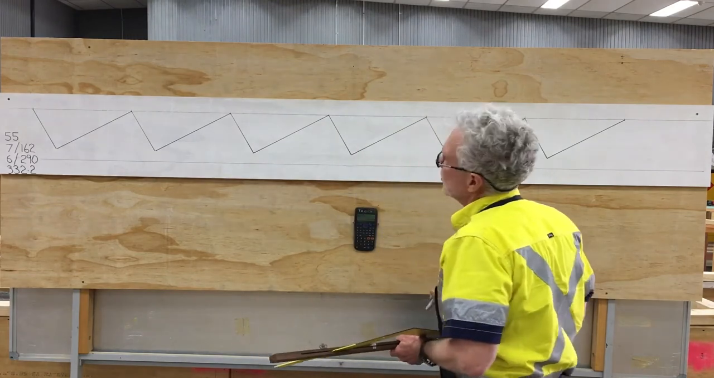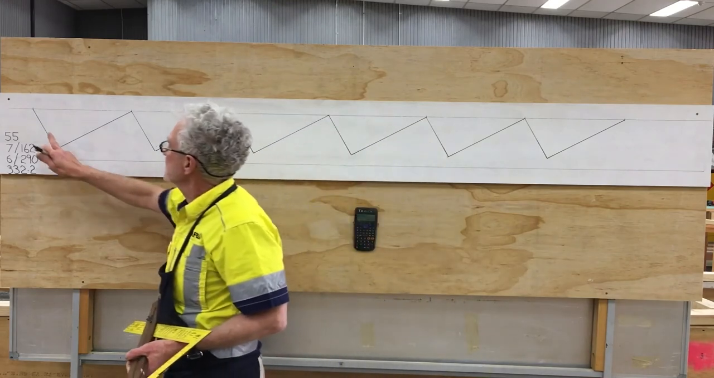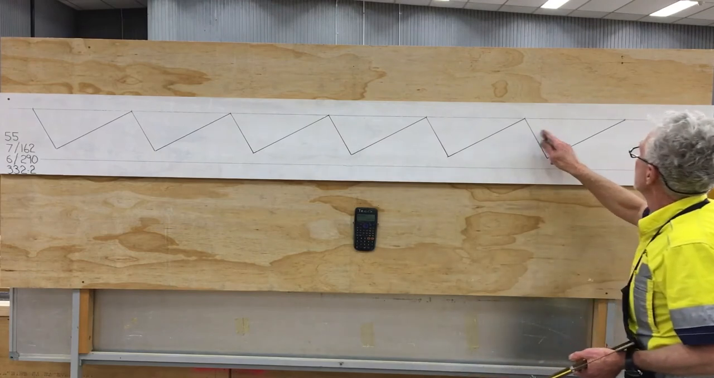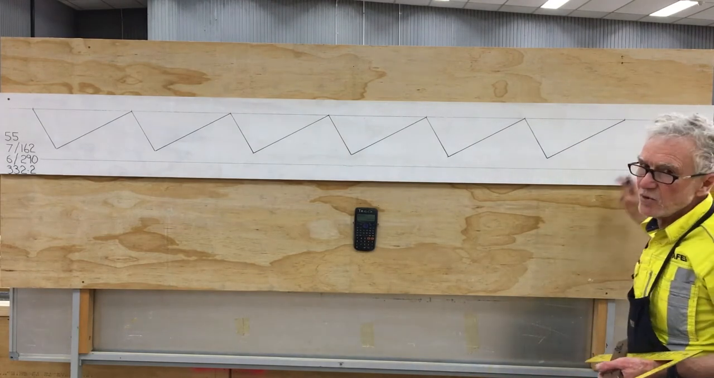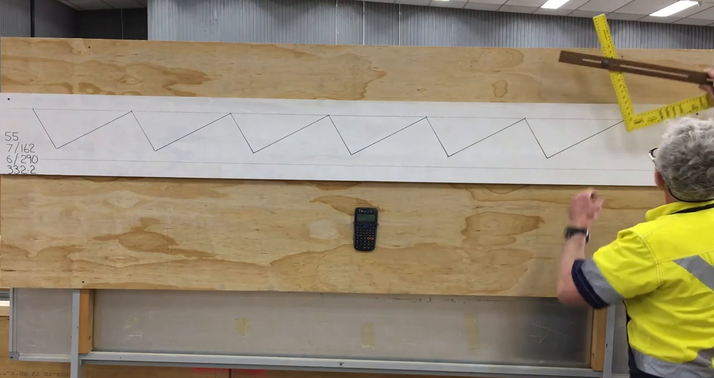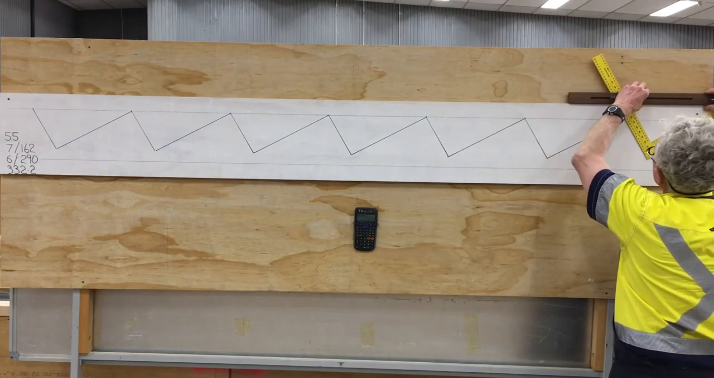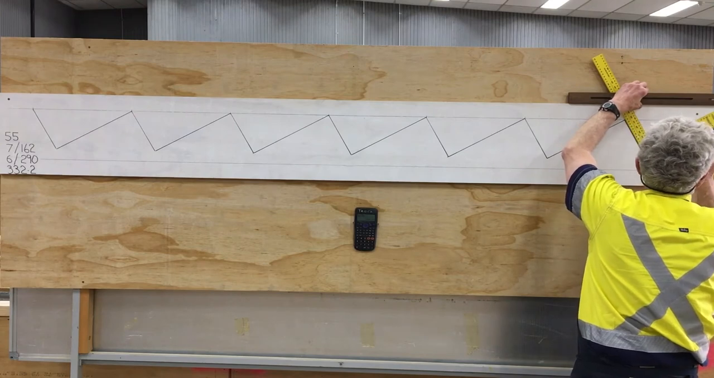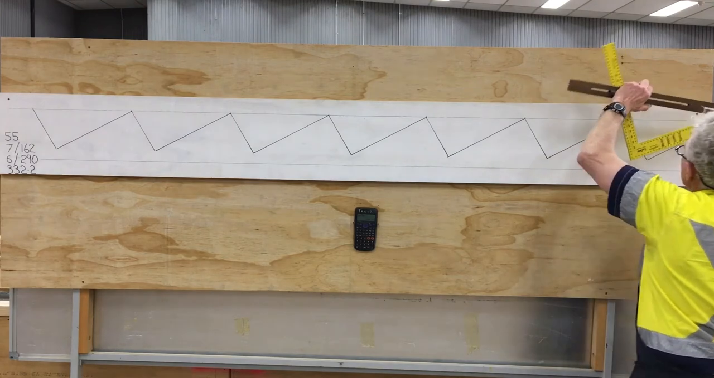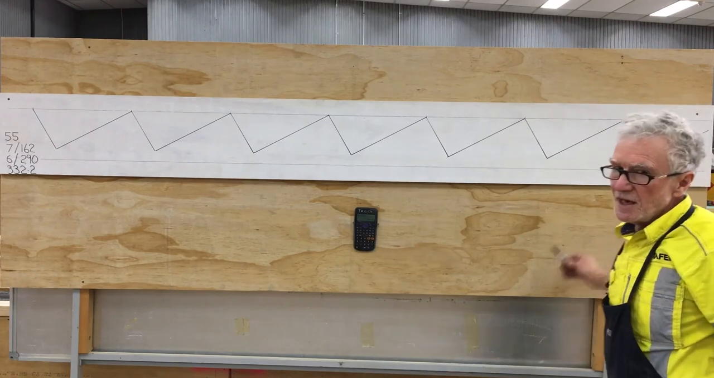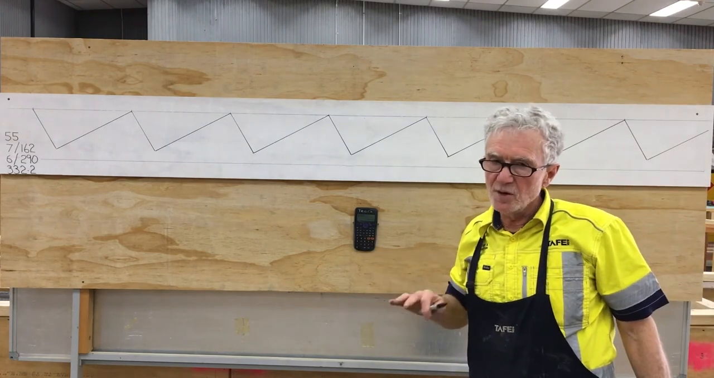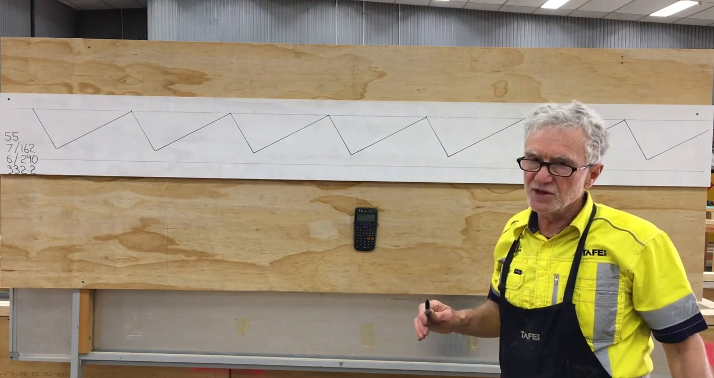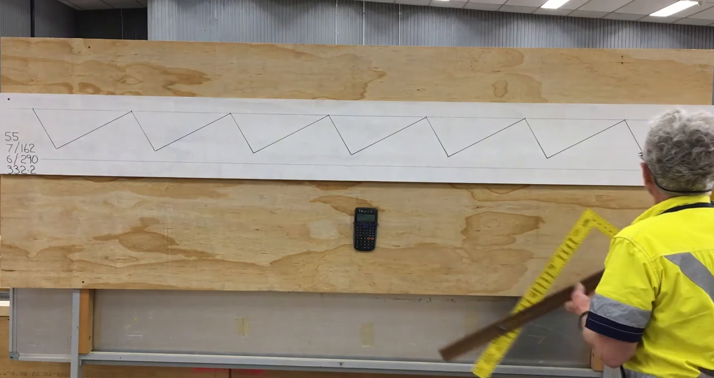So I've got to that point. Have I got the 7 rises? 1, 2, 3, 4, 5, 6. I've got one more riser to bring me down to ground level. Let's put that one in. So this line here is the ground level or the bottom of our stairs where we've landed. So I can extend that line through because that's where I've got to cut it off when I'm building the stairs.